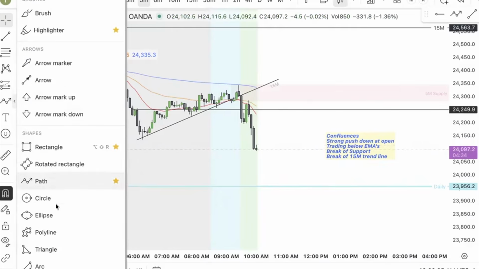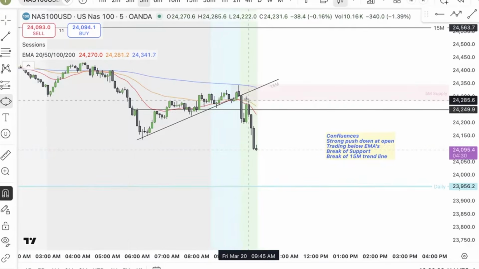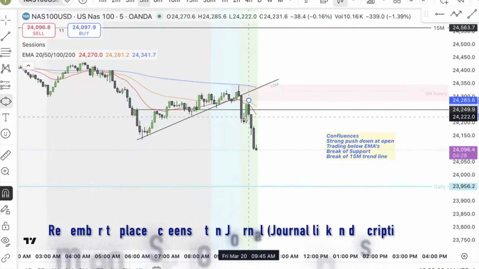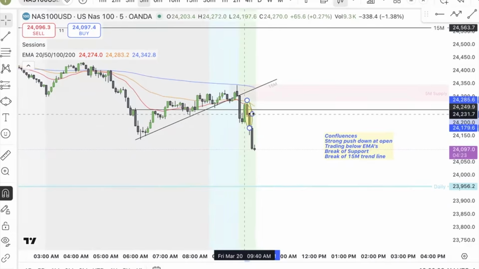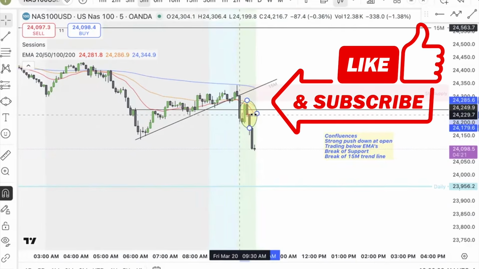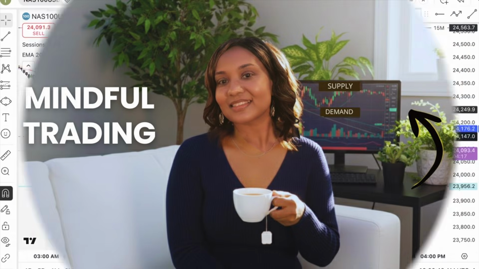Remember that the key idea here isn't just the setup, it's the timing. The breakout shows the movement, but the retest often shows the market's intention. So the retest is where the market shows its hand. And it's up to us to recognize these moments. This is where trading becomes more clear. Trade mindfully.